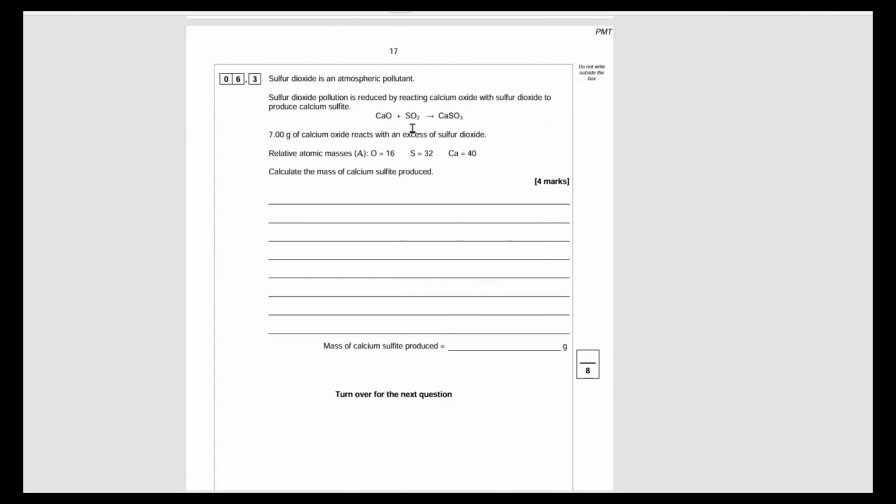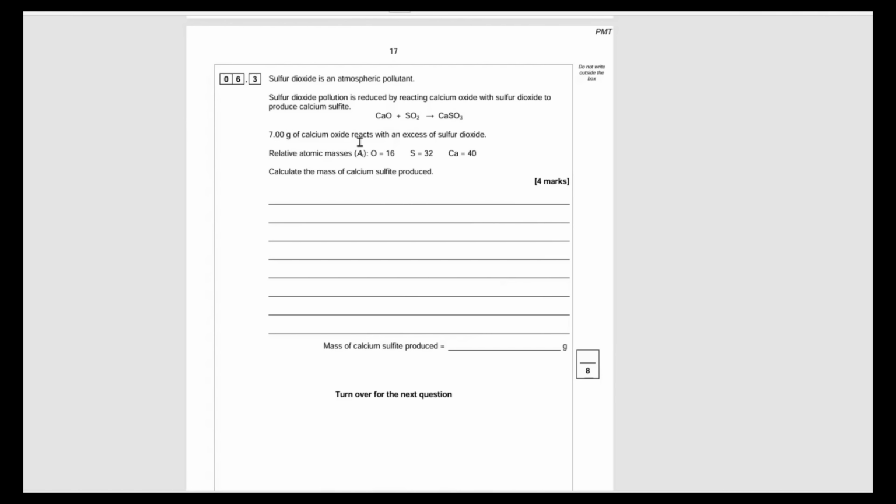Sulfur dioxide being a non-metal oxide, which means it's acidic, and calcium oxide being a metal oxide, which means it's basic. You neutralize to make this salt, calcium sulfite. But this is nothing to do with that. This is maths, people, and moles.